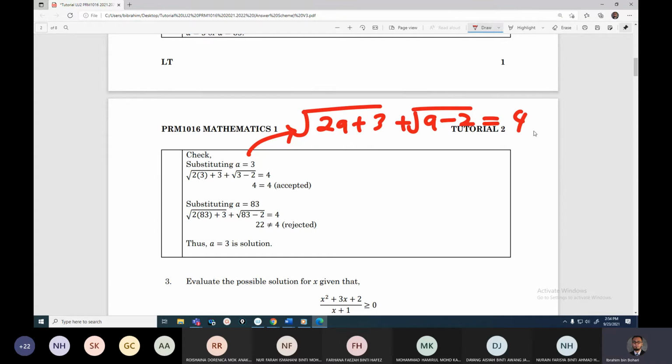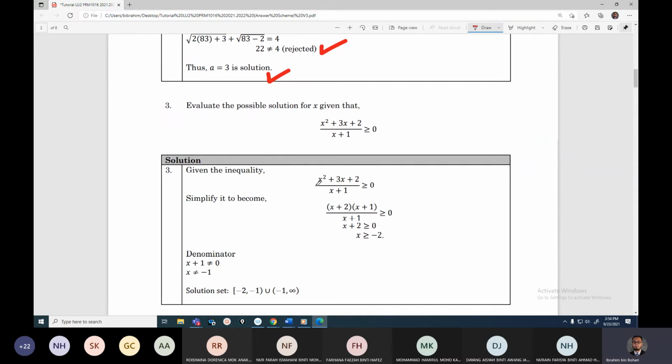Okay, you substitute into the equation. Yeah. So the left hand side here equals to 4 and the right hand side here equals to 4. So you accept value of a equals 3. Okay. And the second value of a equals to the 83, and then the left hand side here equals to the 22 and the right hand side here equals to 4. So not equals. So here you reject. And then answer here a equals to the 3. Dapat jawapan.